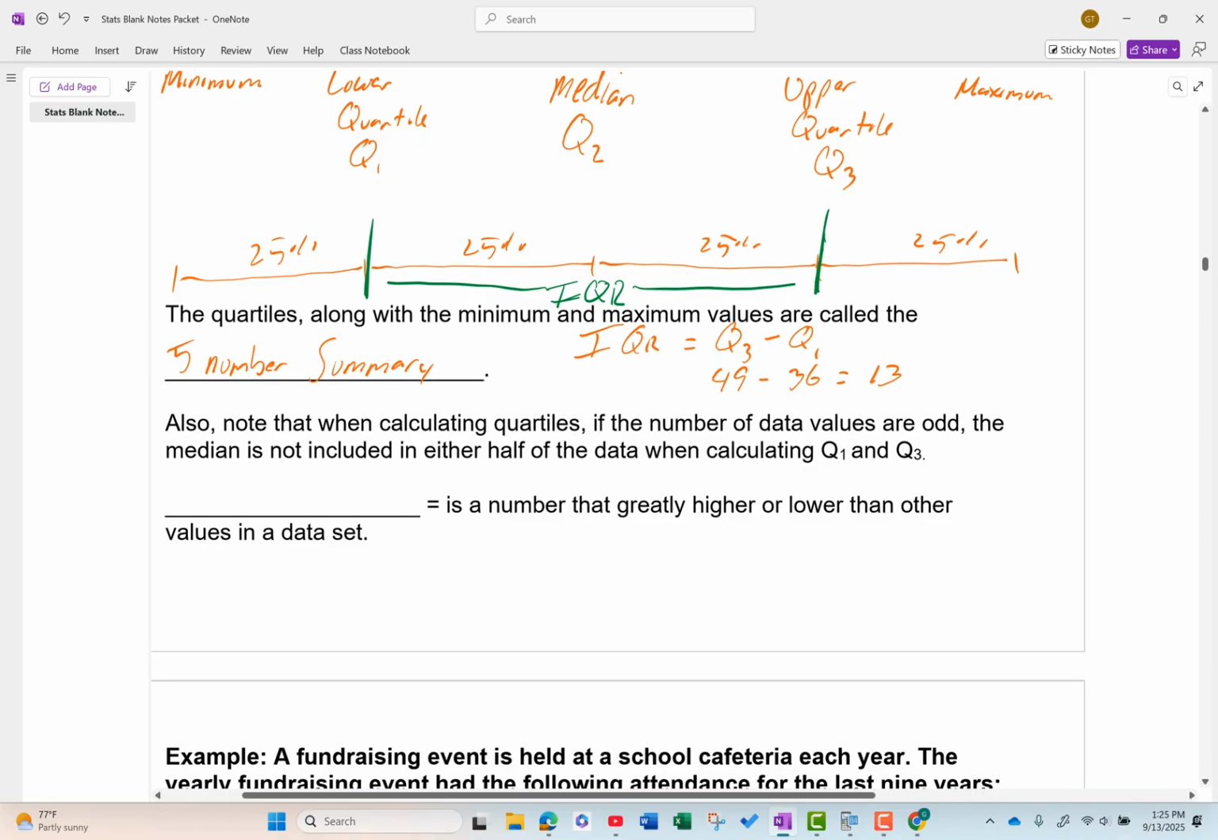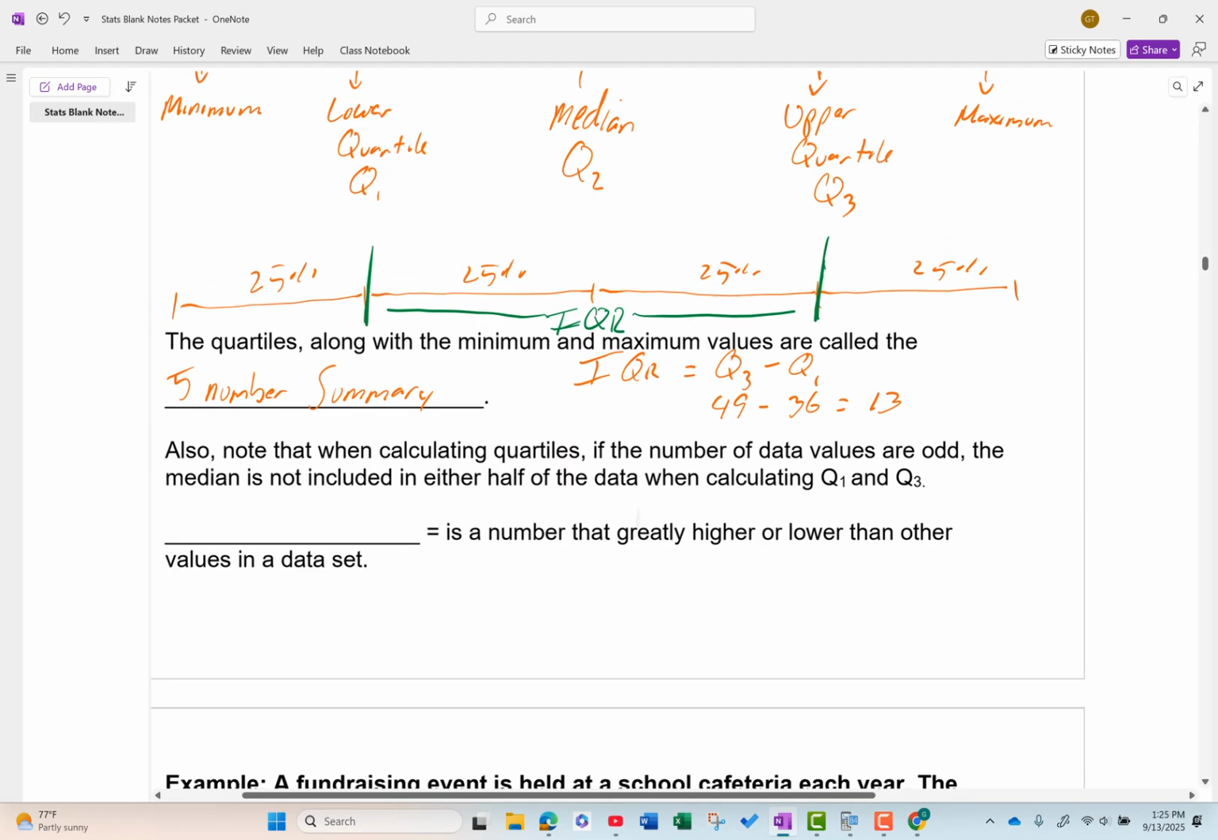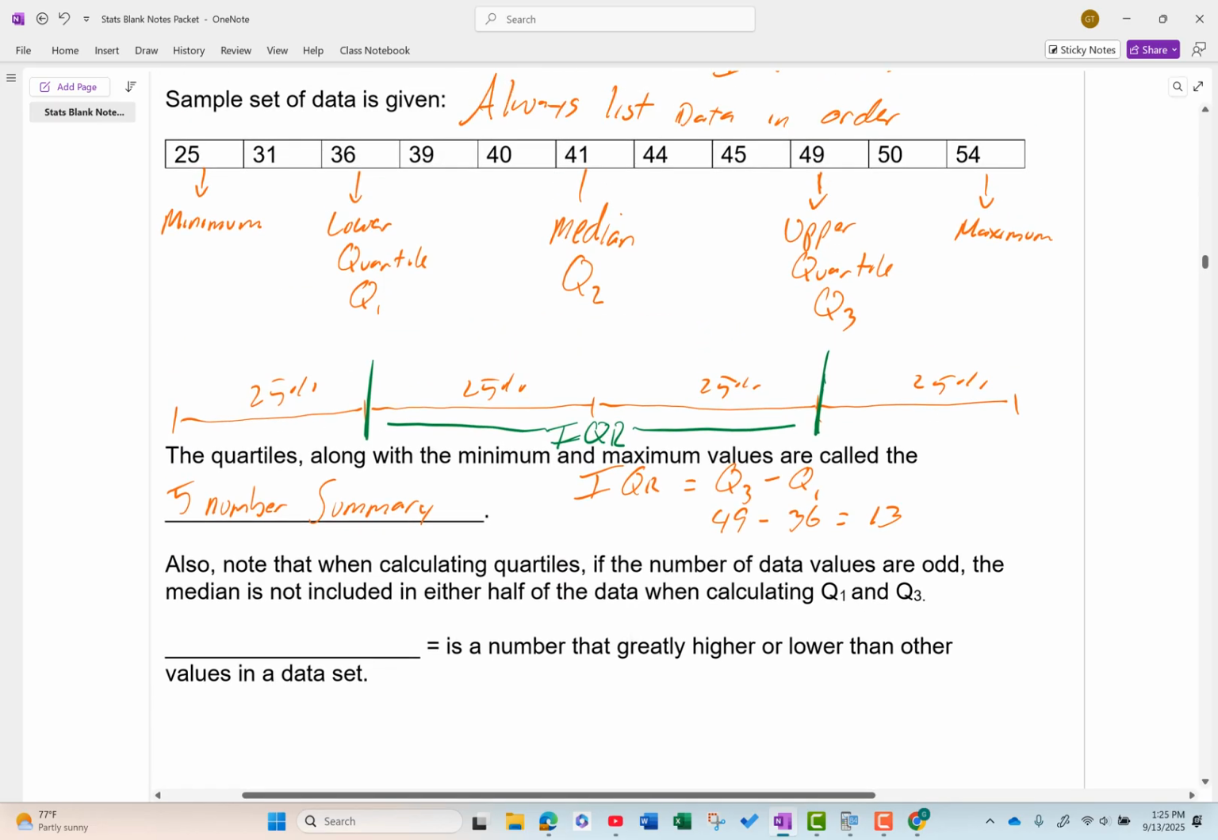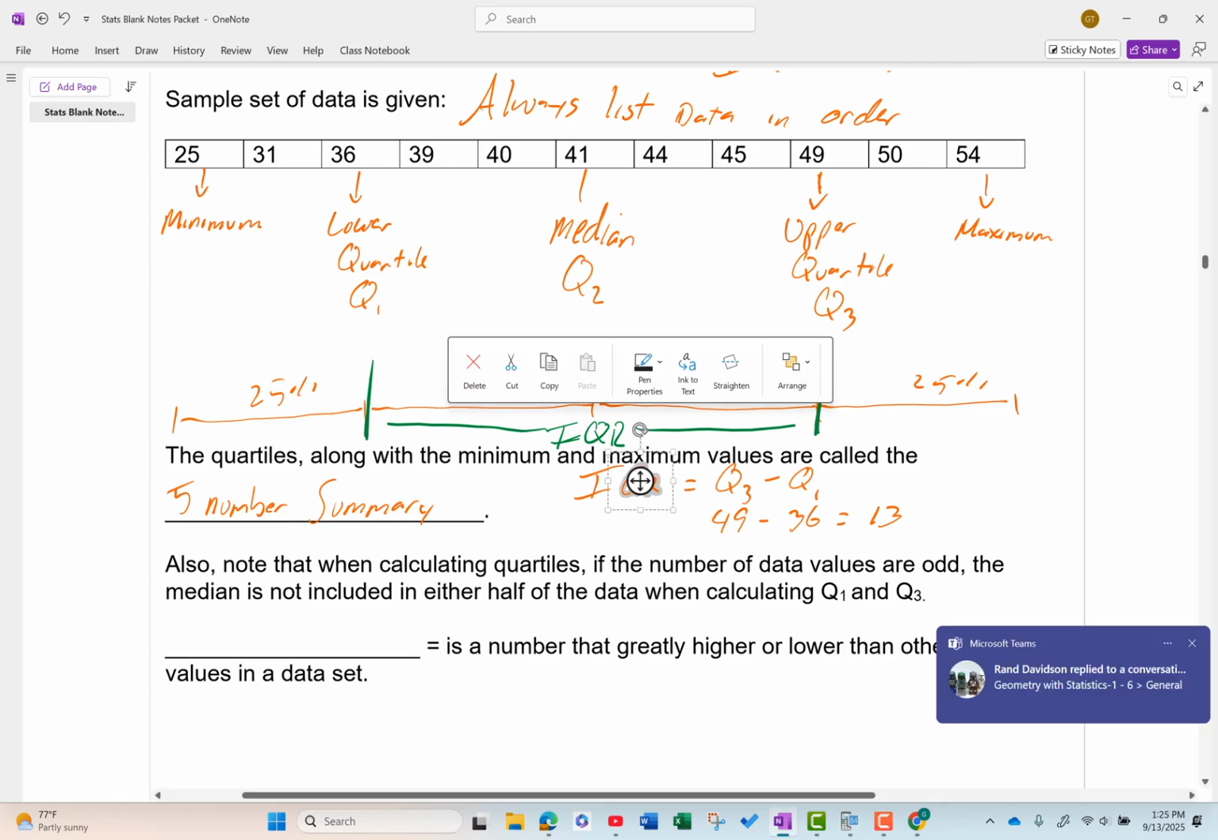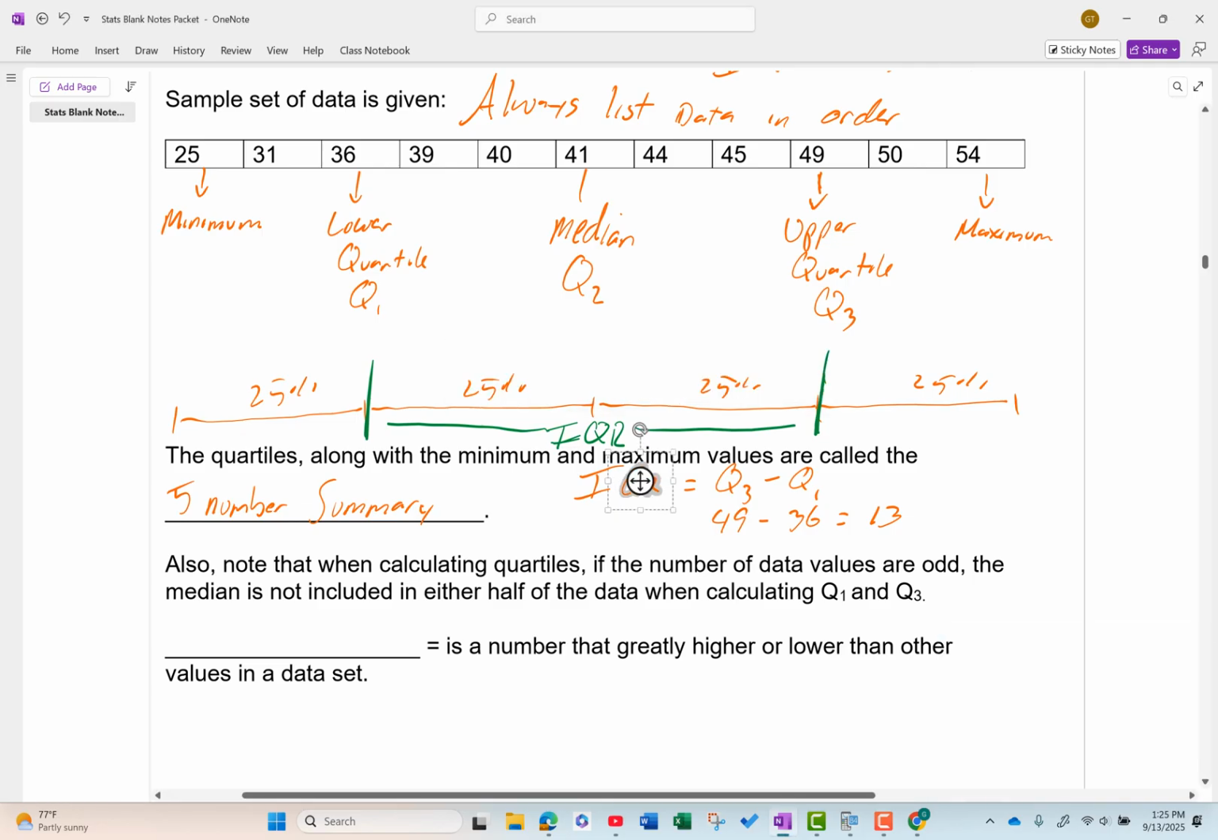Also note that when calculating quartiles, if the number of data values is odd, the median is not included in either half of the data when calculating Q1 and Q3. What that is saying is, just like up here, if I have an odd number of data points, which I do, I have 11, then I'm not including that median when I'm finding the Q1 and Q3 values, which I showed you up here.